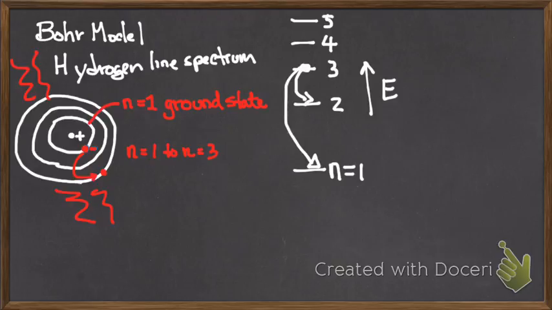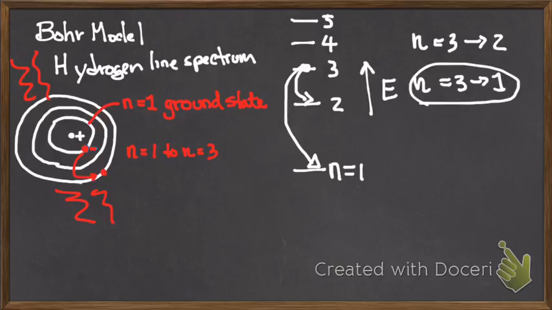That's the answer to that question. So n equals 3 to 2 and n equals 3 to 1. Higher energy, that means, I should probably put an H in higher, huh? Higher energy and frequency, shorter wavelength.